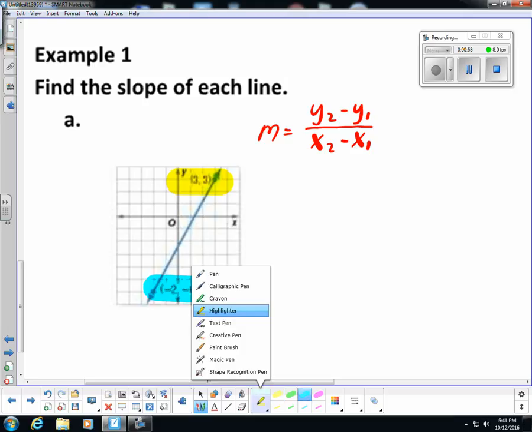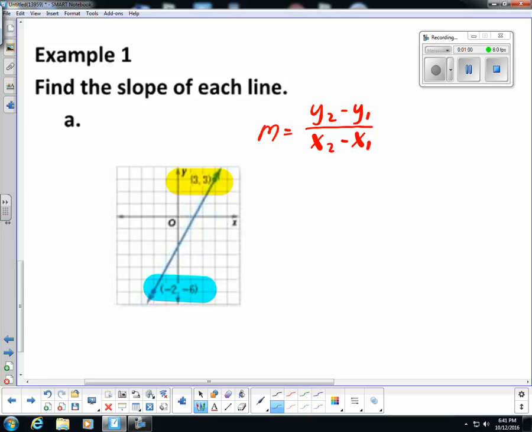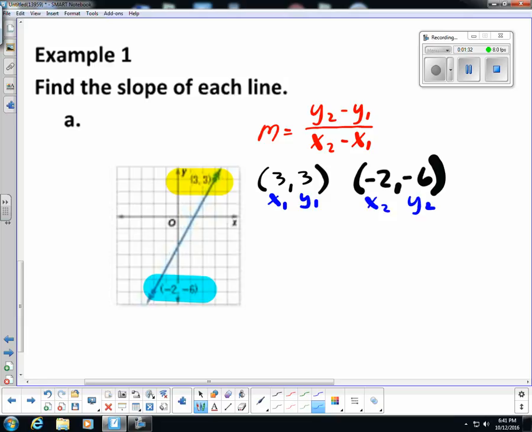With the 3, 3, and this is just by chance that I picked this one over the -2, -6, I could start with that one. What I want to do is label these as x sub 1, y sub 1, or x sub 2, y sub 2. I'll call this point 1. So that's going to be x sub 1, and this is going to be y sub 1. So that means the -2, -6 is point 2. So this is x sub 2, and this is y sub 2.